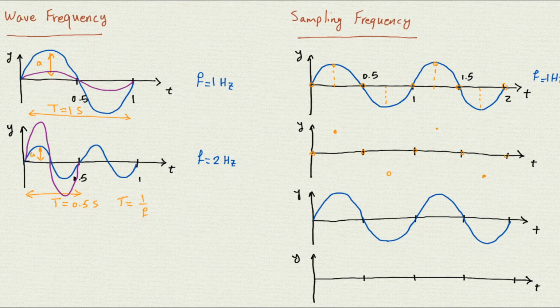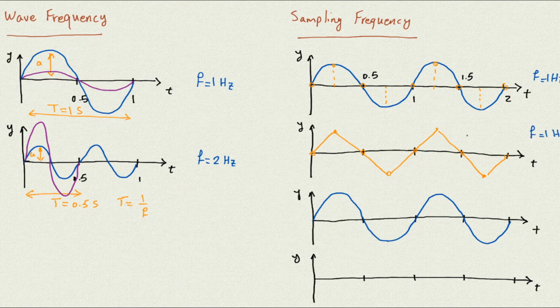If I connect these data together, these are the discrete data points. I sample my wave, this is a continuous wave, and I sample it, and the sampled wave is going to look like this. This is how my sampled wave is going to be. Still, the wave frequency is 1 hertz. I have one up and down, one up and down, so the wave frequency is not changing. The wave frequency is 1 hertz.